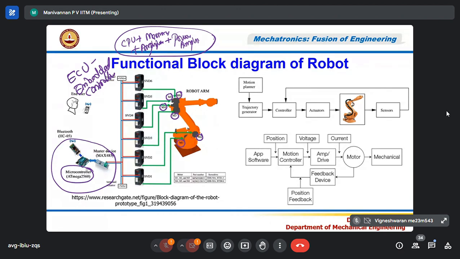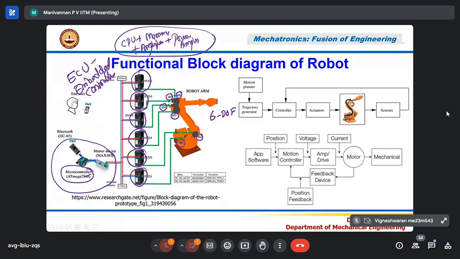And in this diagram, they are showing the motor controller with a microcontroller, the serial communication, and the Bluetooth device, along with power electronic devices which drive the motors. There are 6 motors. This is a 6-degree-of-freedom robot. To control each motor, you need a power electronic circuit.